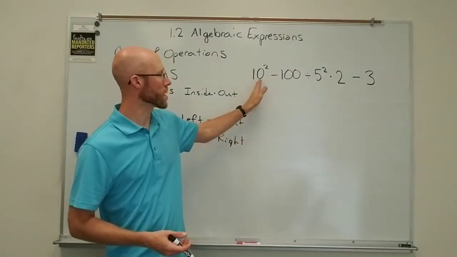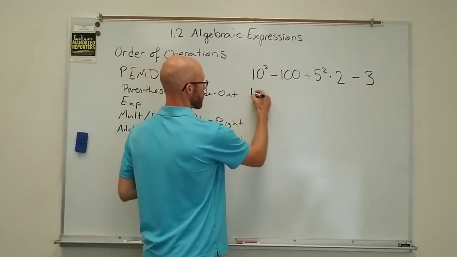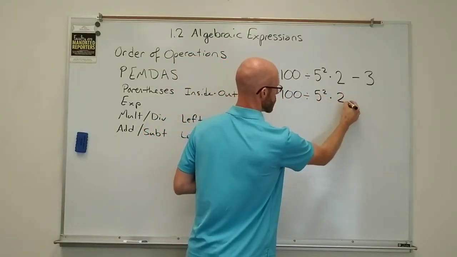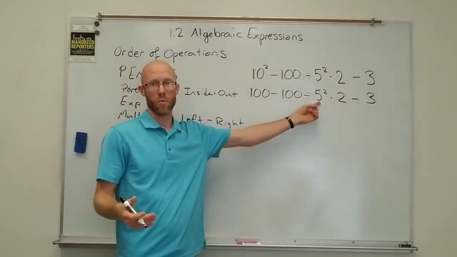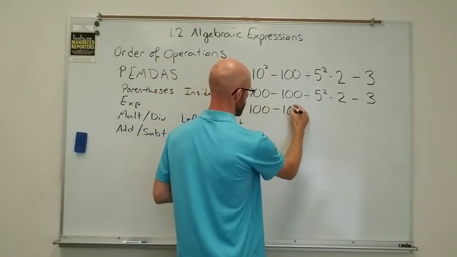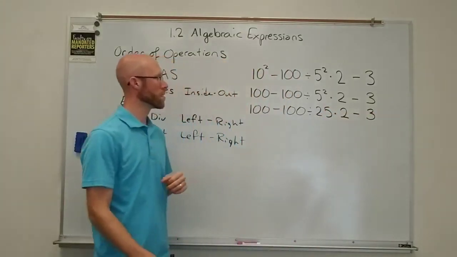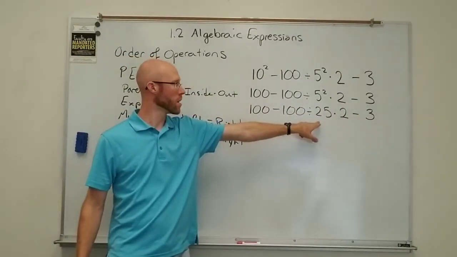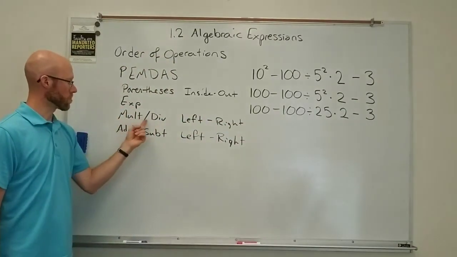and show you how that would work out. So I'm going to start with the 10 squared. Of course, 10 squared is 10 times 10, which is 100. So I get 100 minus 100 divided by 5 squared times 2 minus 3. The next operation is the other exponent. 5 squared is really 5 times 5, which is 25. So this is 100 minus 100 divided by 25 times 2 minus 3. Okay, so again, we're doing one operation in each step.